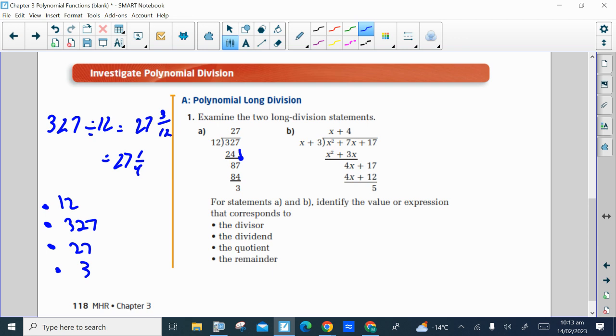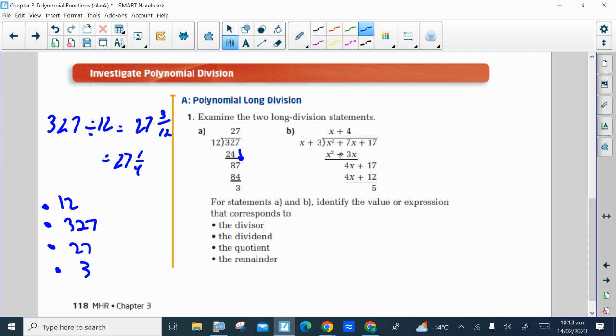So this same process can be used to divide x squared plus 7x plus 17 by x plus 3. Okay? So that's what this shows. Now, remember what we did over on the left here? Every time we wrote something down, we subtracted. All right? So the key here is the first term of the dividend is x squared.